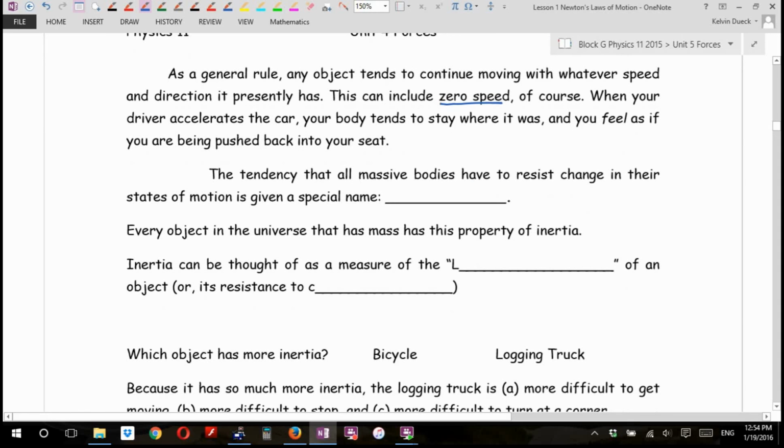When your driver accelerates a car, your body wants to stay where it is. And so you feel the seat having to push you forwards, but you think you're getting pushed backwards. This is why our bodies are backwards accelerometers. This tendency that all massive bodies have to resist change in their motion state has a special name. We call that inertia. The more inertia an object has, the harder it is to get it to accelerate.